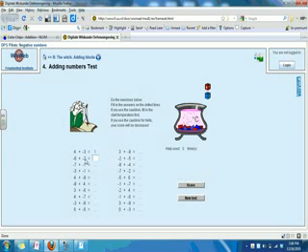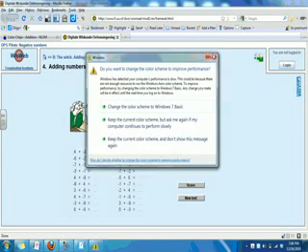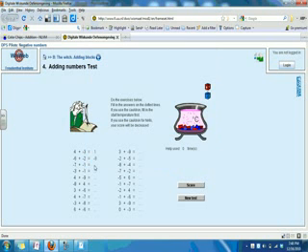6 negatives plus 2 more negatives. Since I don't have any positives to combine with those negatives, nothing's going to cancel out. So all I'm going to be left with are just negatives. That's all I have. So my answer is going to be negative 8. If we continue answering, 7 negatives plus negative 1, that gives me a total of 8 negatives. And then again, you'll just keep going through.